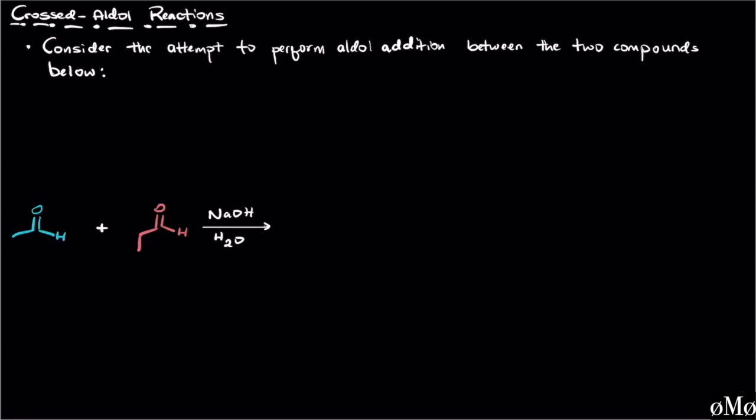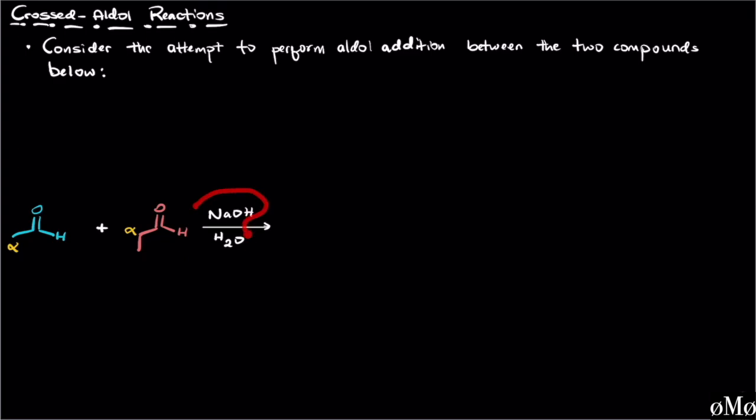So, for example, what if we decided that we're going to take this aldehyde and try to do an aldol reaction with this other aldehyde? Well, what we're attempting to do is called a crossed aldol reaction. Basically, it's an aldol reaction across two different compounds. But as you can probably see here, the big problem is that both of these molecules, the one in blue and the one in red, have alpha positions with alpha protons.